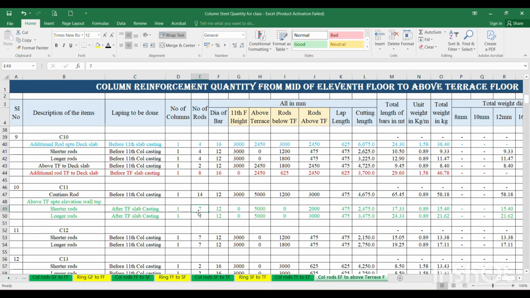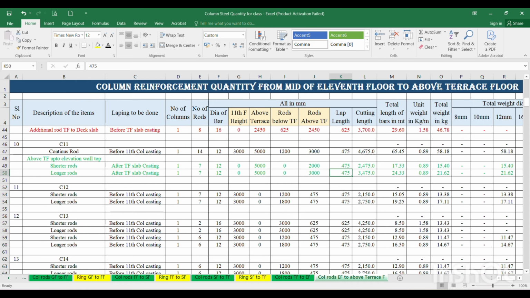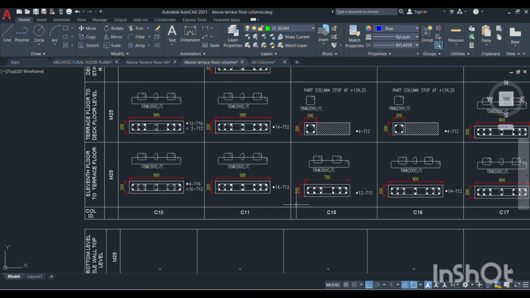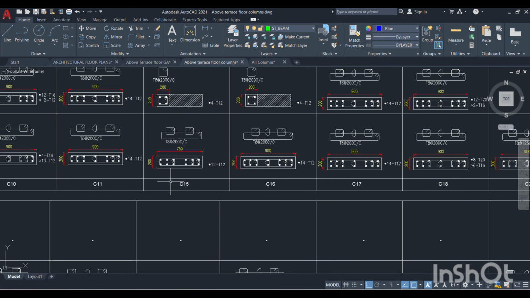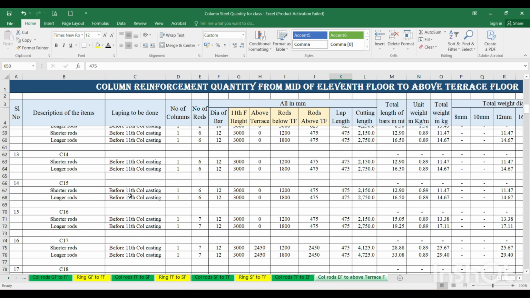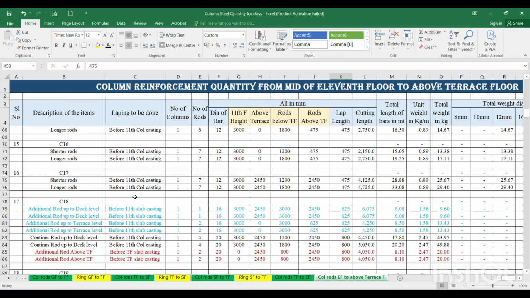level, 7 longer rods and 7 shorter rods, dia is 12, and 11th floor height is not required, and above terrace floor is 5 meter. In this 5 meter, some rods will be 0.4 times and some rods 0.6. This is the longer rod and shorter rod, and this is the lap length for the below rod. So C11 is also over. Next C12, but C12 is not there in our list. From C11 to C14, as per our column drawing, has to be referred and done. And the next is C17.